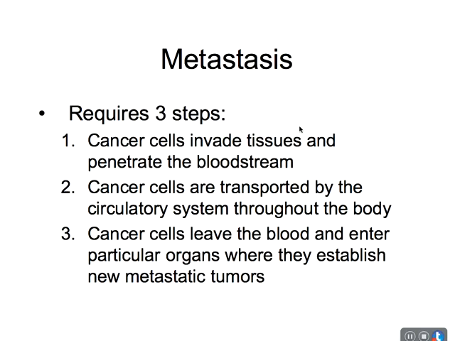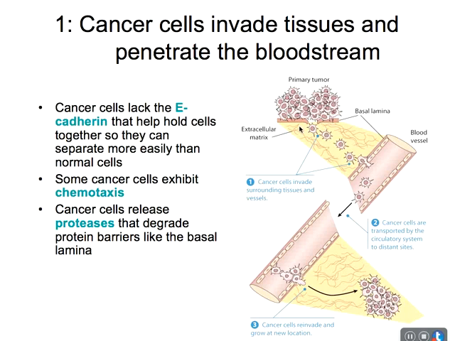So let's start out with step 1 here. Leaving the original tumor location and entering into the bloodstream. So cancer cells invade the tissues and penetrate into the bloodstream, this first part of this picture. There's a couple of things that have to happen here, one of which we already talked about. What was the protein that attached normal cells to a solid surface, and cancer cells don't have that protein?